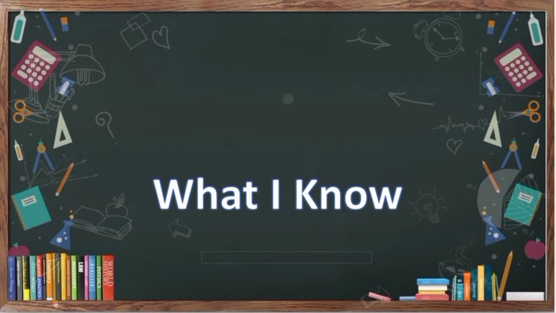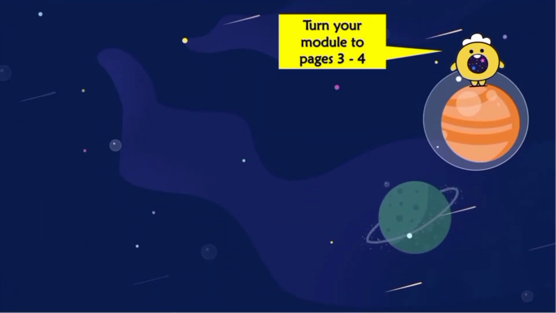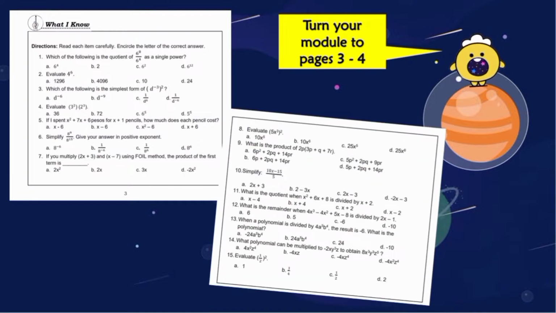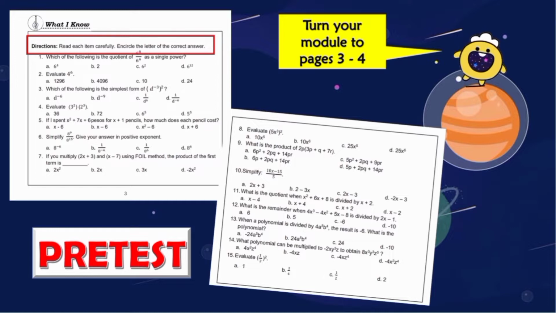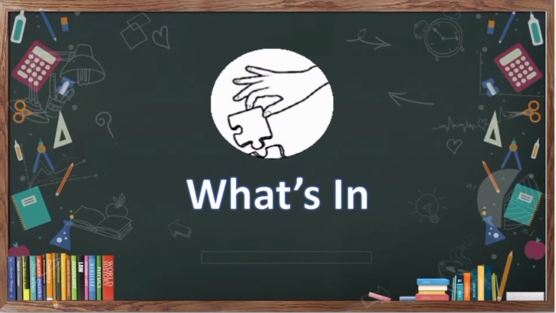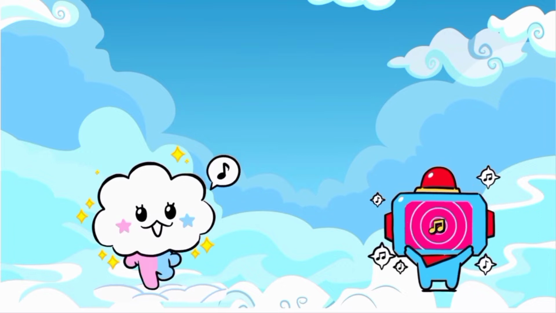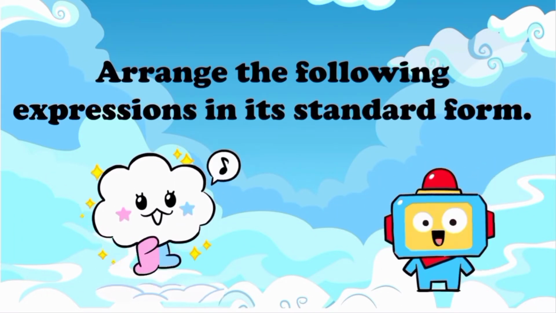What I know. Turn your module to pages 3 and 4. Let's answer the pre-test. Read each item carefully and circle the letter of the correct answer. What's in? Arrange the following expressions in its standard form.